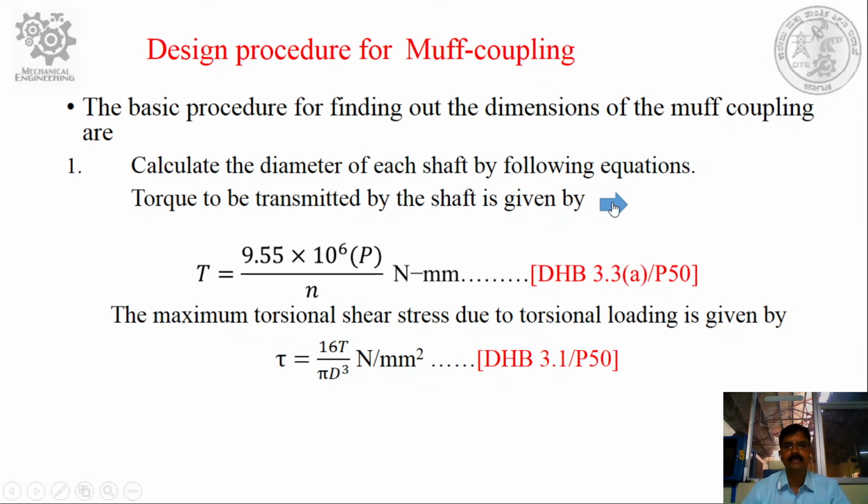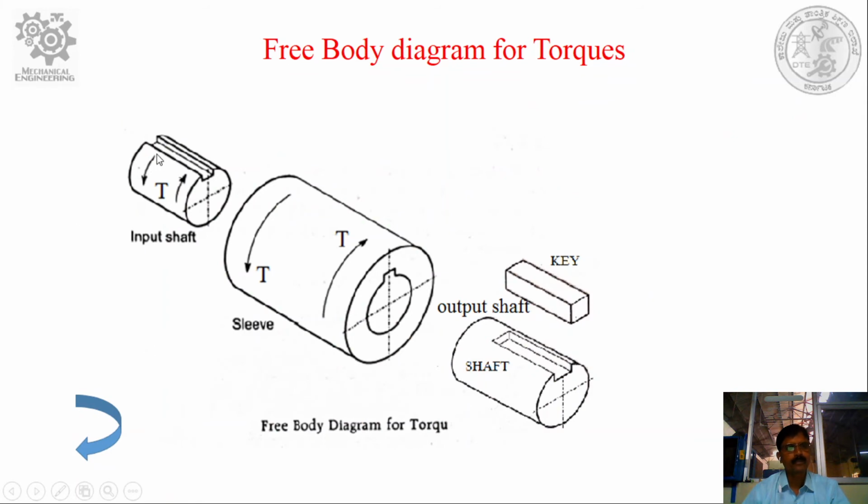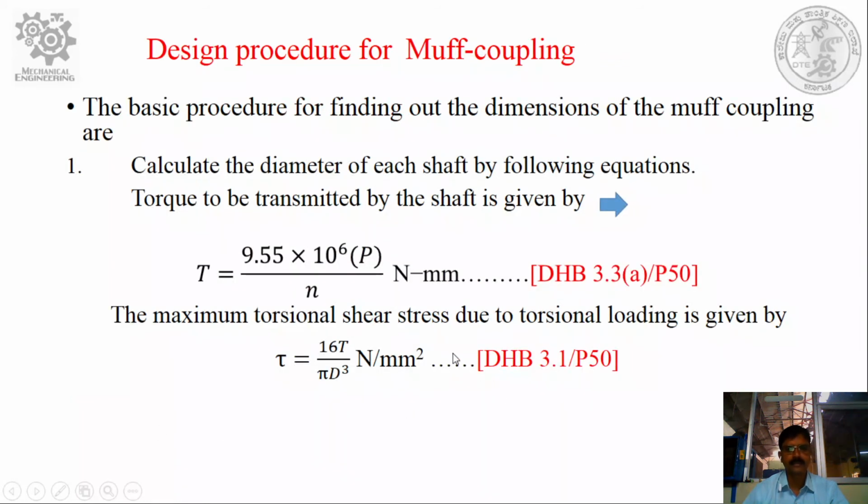Now here we have seen in the free body diagram, this is the torque actually transmitted, and this is the maximum torque, the resistance force created inside the body. Here we can see that T is equal to pi into tau into d cube divided by 16. Now in this equation, tau is the maximum torsional shear stress due to the torsional loading. From this we are going to extract d, that is, cube root of 16 T divided by tau into pi. From this we can calculate the diameter of the shaft and also the inside diameter of the muff.